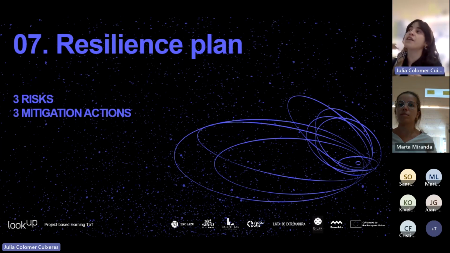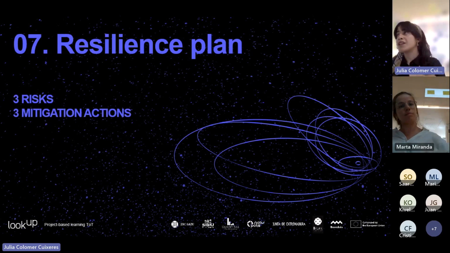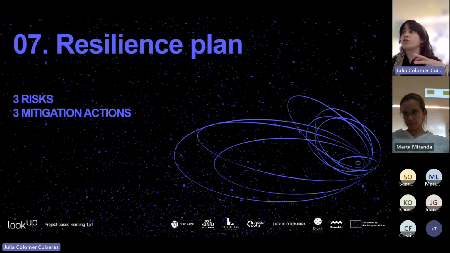And then we have the resilience plan that Anna was explaining. You will receive the template from Anna. We have decided to connect the resilience plan with the risk and mitigation actions because, at the end, it means that you are capable and adaptable about everything that can happen in your ecosystem or even inside the company or the business plan.